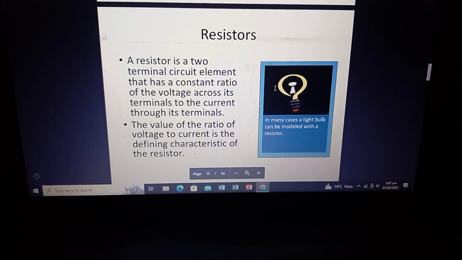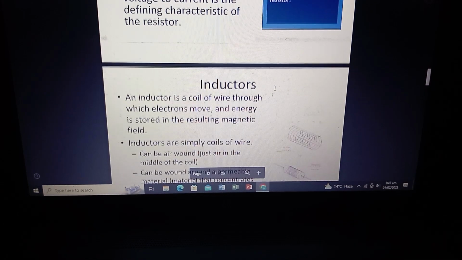The third one is a resistor. A resistor is a two-terminal circuit element that has a constant ratio of the voltage across its terminals to the current through its terminals. The value of the ratio of voltage to current is the defining characteristic of the resistor. The main function of a resistor is to block current and maintain its value.